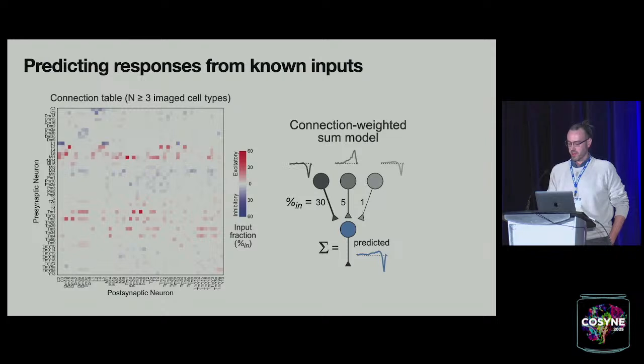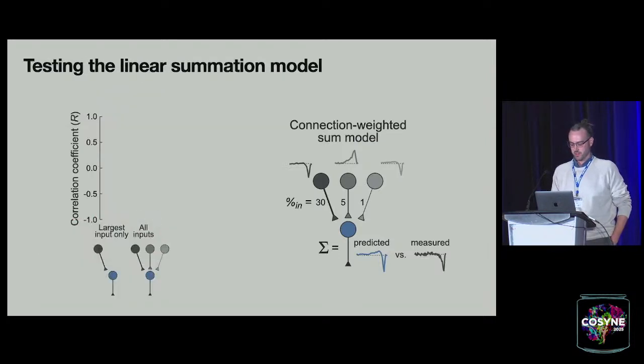Perhaps the simplest way presynaptic inputs might be combined is by direct summation, with each input being weighted by the fraction of total input that it provides. By summing over weighted inputs, we get a predicted postsynaptic response that we can then compare to the actual measured response. And so here I'm going to quantify the accuracy of each prediction by calculating the correlation coefficient between the predicted and actual response time courses.